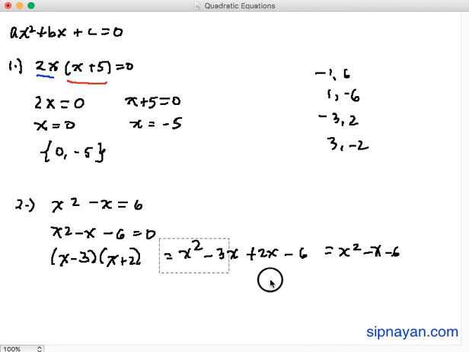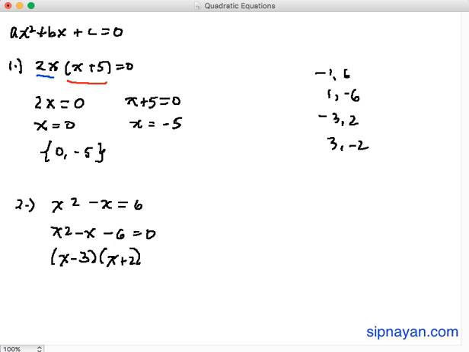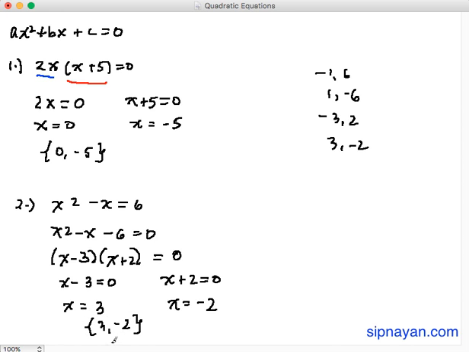And again, this is equal to 0 if either, if at least one of them is 0. So pwede natin x minus 3 is equal to 0. Therefore, x equals 3. And also, we have x plus 2 equals 0. So, x equals negative 2. Okay? So, ibig sabihin, ang solution set natin dito ay 3, negative 2. So, pwede nyo i-substitute dito kung tama pa siya dito. Of course, tama yan. Pwede nyo i-check yourself.